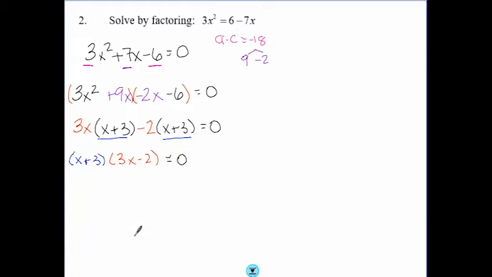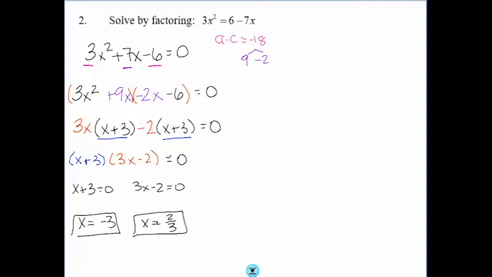Now to finish solving, I need to set each factor equal to 0 and solve. So I end up with x equals negative 3 and x equals 2/3. And those are my two solutions.